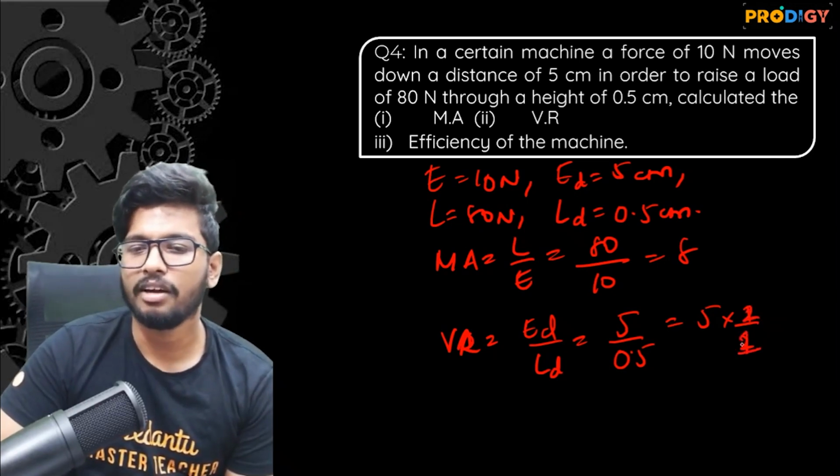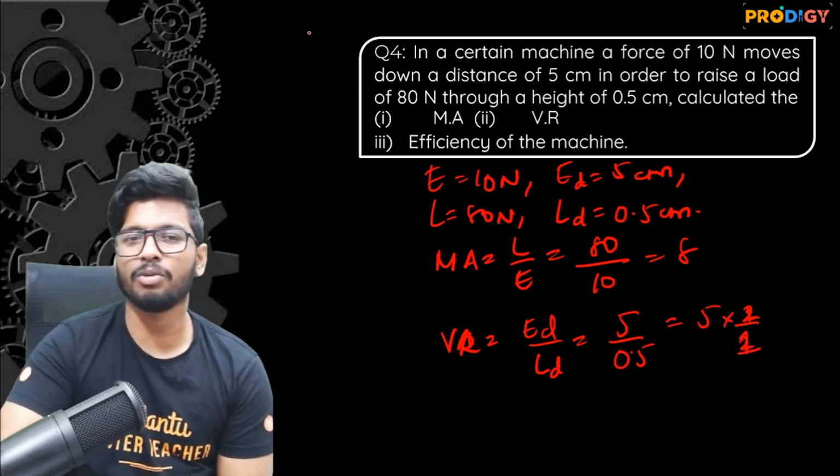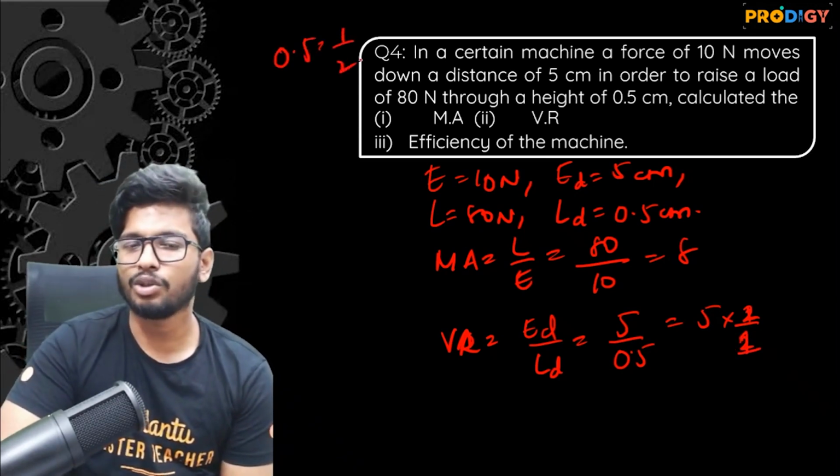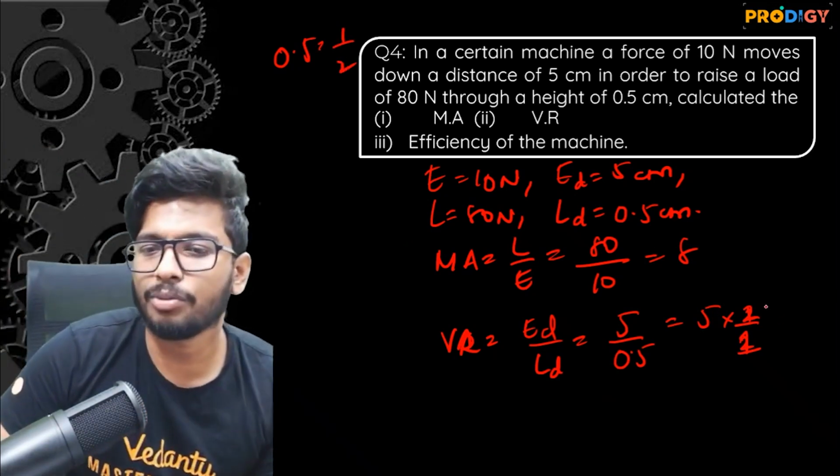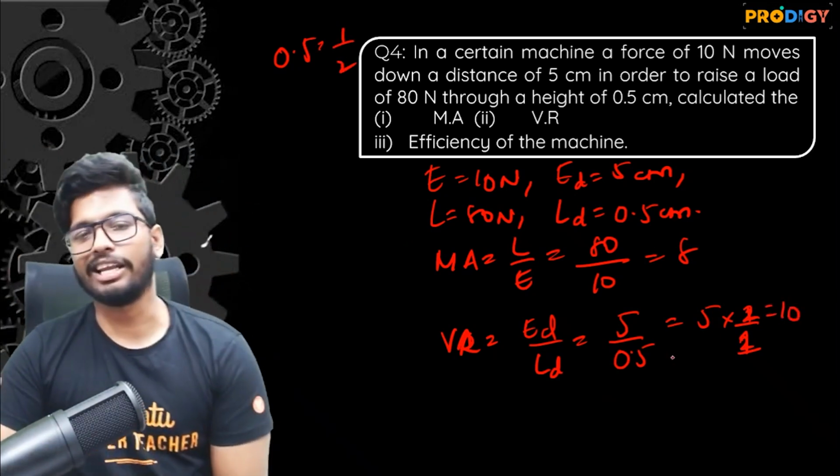Sorry guys, it will be 1 by 0.5. What is 0.5 equal to? 1 by 2. So basically you can write it as 5 divided by 1 by 2. So 2 goes to the numerator, and you can get it as 10. Velocity ratio is 10.